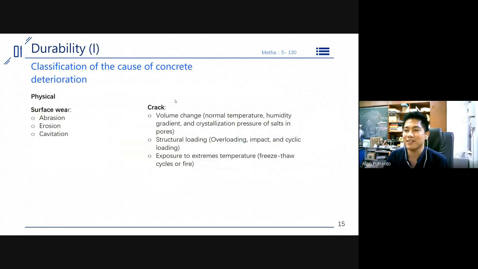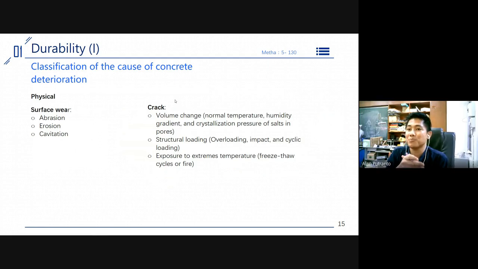Now we will continue our presentation. Like for physical attack, we will discuss surface wear. I think before we did the online midterm exam, Kevin already discussed this kind of surface wear. Okay, we have abrasion, we have erosion, and we have cavitation.